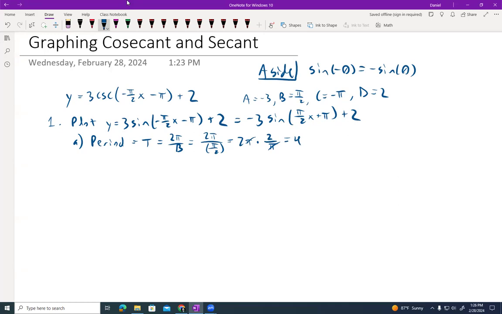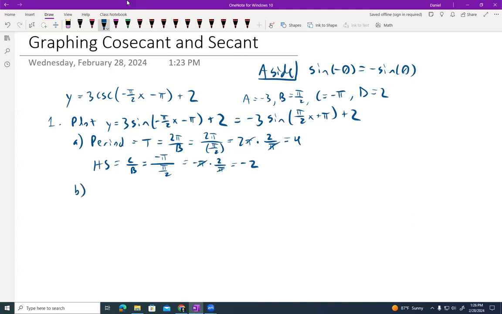The next thing that we need to do in part A is find the horizontal shift, which is equal to c divided by b. My c here is, remember, negative pi, and we're dividing that by b, which is pi over 2. So that's negative pi times 2 over pi. My pi's cancel off, so I get a horizontal shift of negative 2, 2 units to the left.